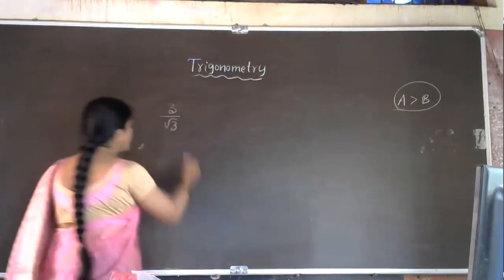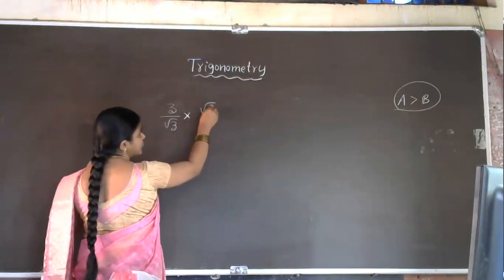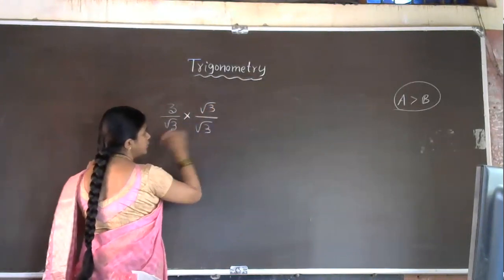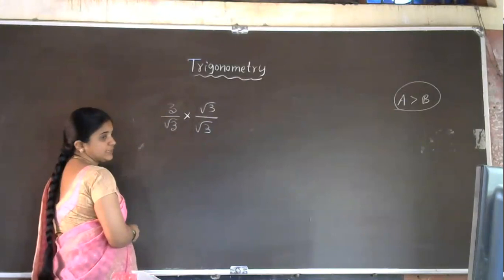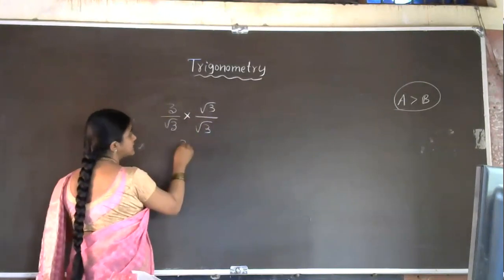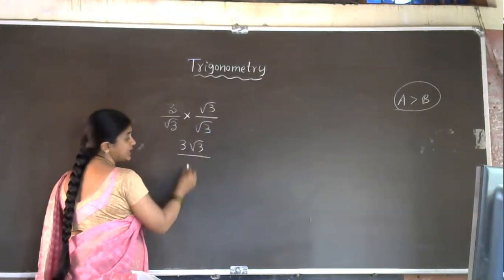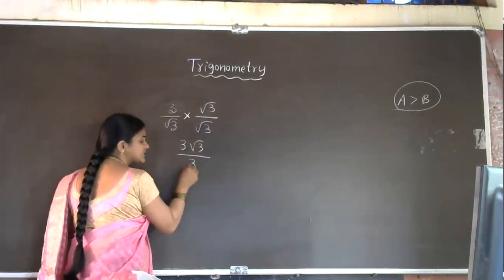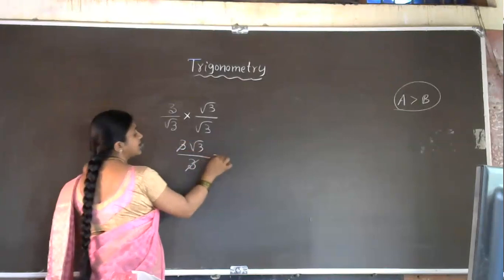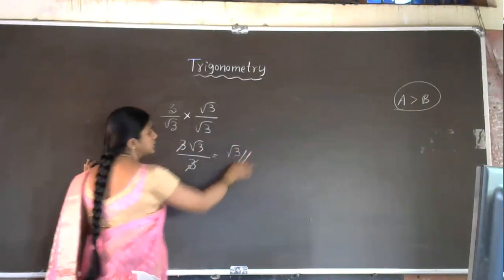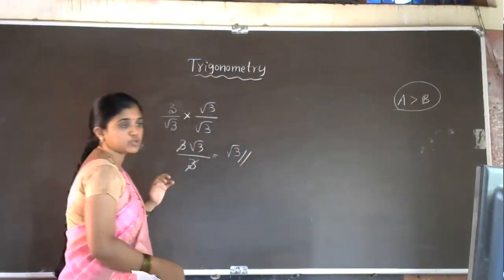Rationalize the denominator. If we apply rationalization of the denominator, for both numerator and denominator we have to multiply by root 3. Then the answer is 3 root 3 divided by root 3 into root 3, which is root 3 whole square. That is 3 only. 3 gets cancelled. Answer is root 3. Got the idea of this step, no, students?